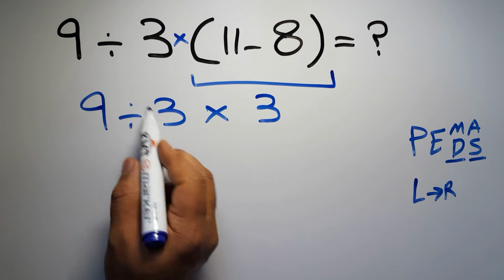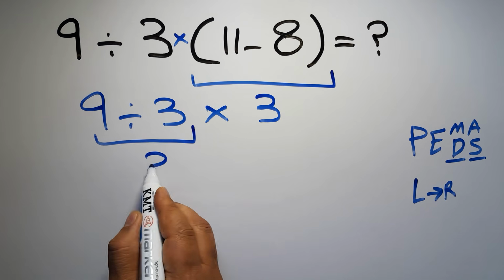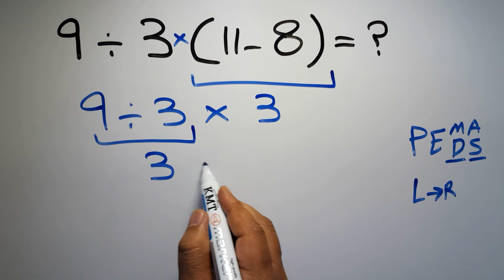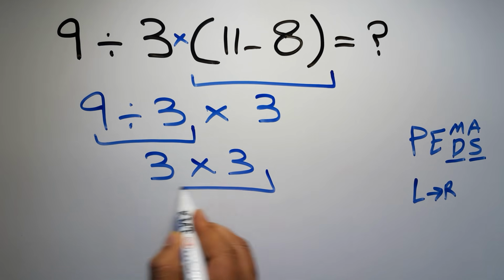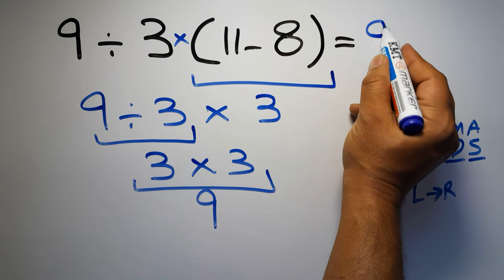So here first we have to do this division. 9 divided by 3 gives us 3. So we have 3 times 3, which equals 9. And this is our final answer to this problem. The correct answer is 9.